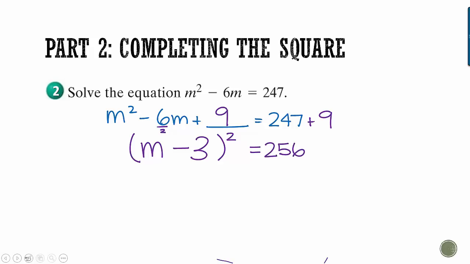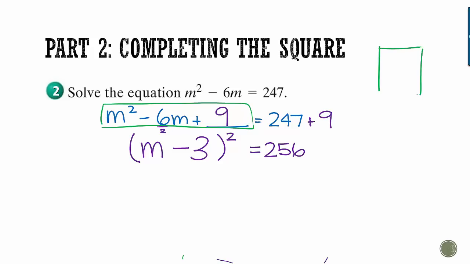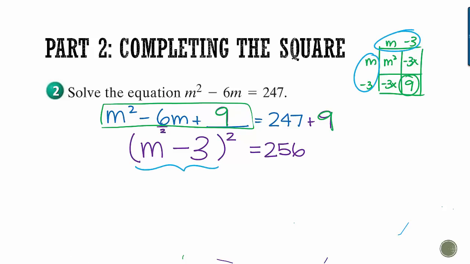256. Now remember, this thing right here that we got is our perfect square trinomial. If we had m squared and negative 6, we'd have to split it up. So this would give me negative 3 and negative 3, and then we squared that to get 9. So that's where the 9 came from that we had to add to both sides. And then this part here is what it factors into, m minus 3 squared.